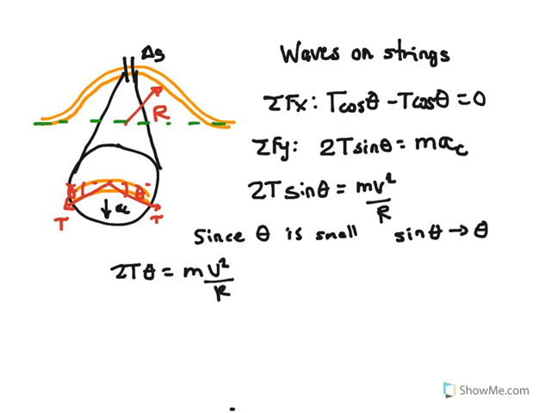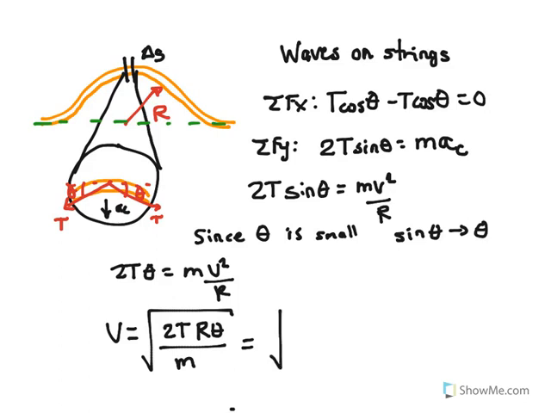V is the velocity of the string. So if we want to obtain the velocity of the string, it is going to be equal to the square root of 2 times the tension times r times theta over the mass. Or we can actually state that 2 times the radius times theta is going to be the arc per se. So it's going to be tension times the arc over the mass.